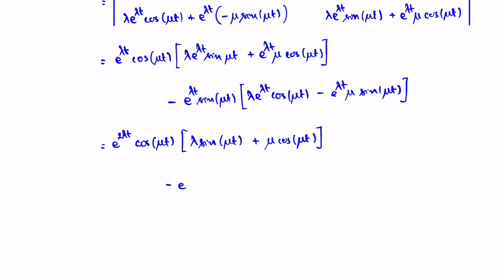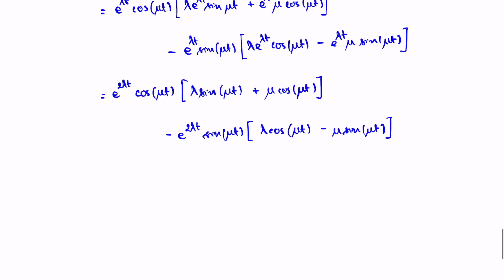minus, so we're going to do the same thing for this term. So pull out e to the lambda t. You got e to the 2 lambda t times psi of mu t, multiplied with lambda times cosine of mu t minus mu times psi of mu t. Then you distribute and combine like terms.